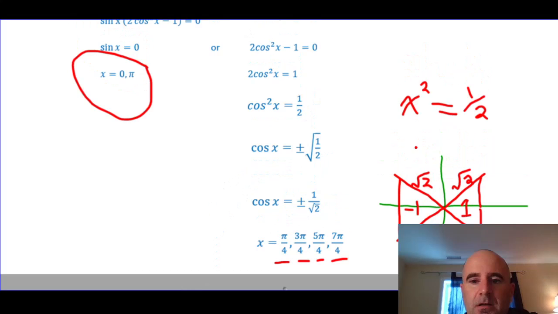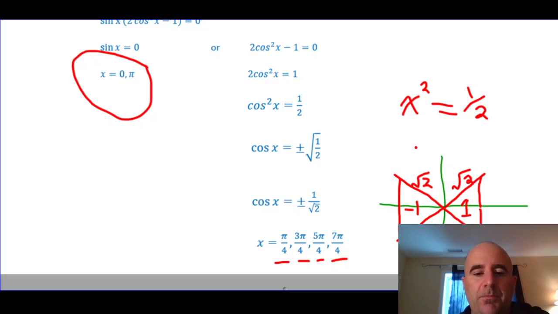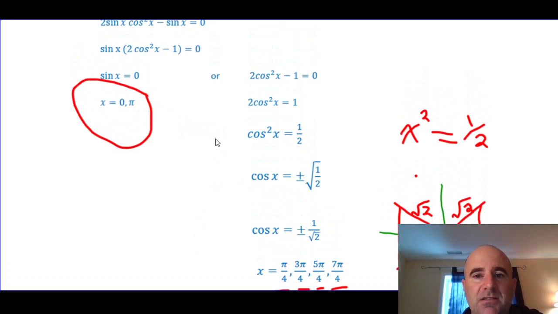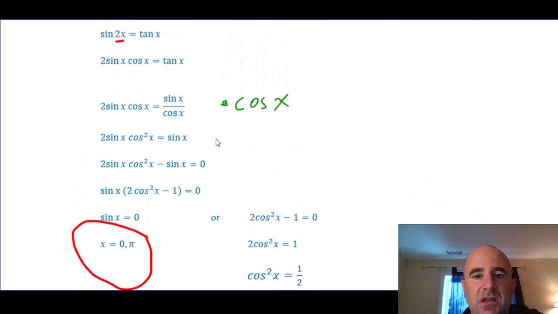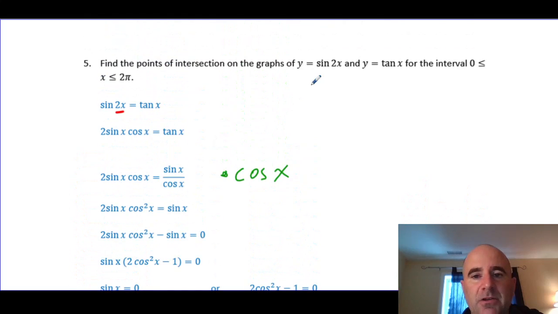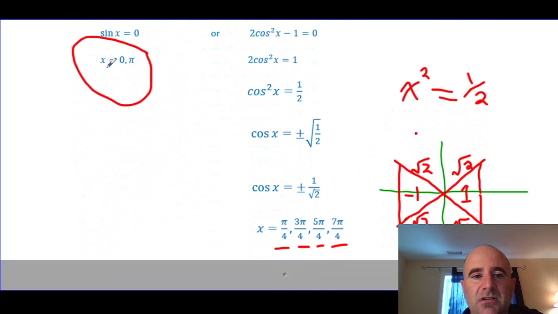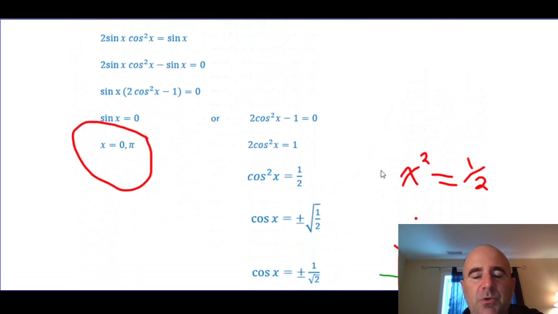Now, technically, we are looking for points of intersection. So those represent 6 places on the graph where these two curves cross. I probably want the y value as well, because a point on a graph is usually expressed as both an x and a y value. So what we're going to have to do is take our 6 answers, 0, pi, and these 4 answers, and figure out what the y value is.